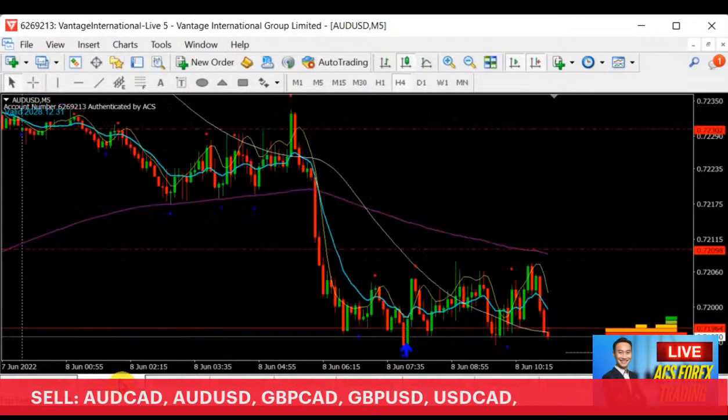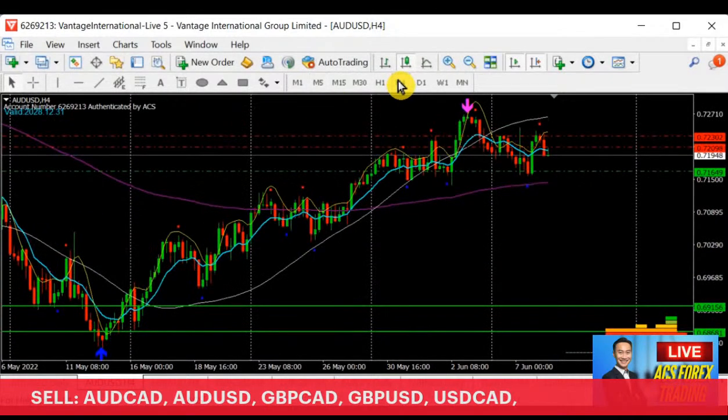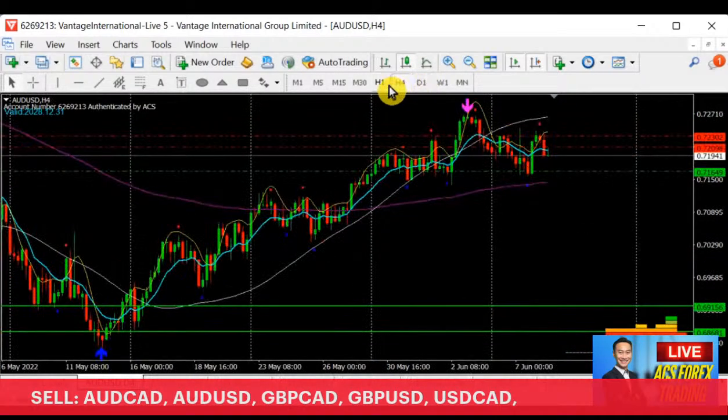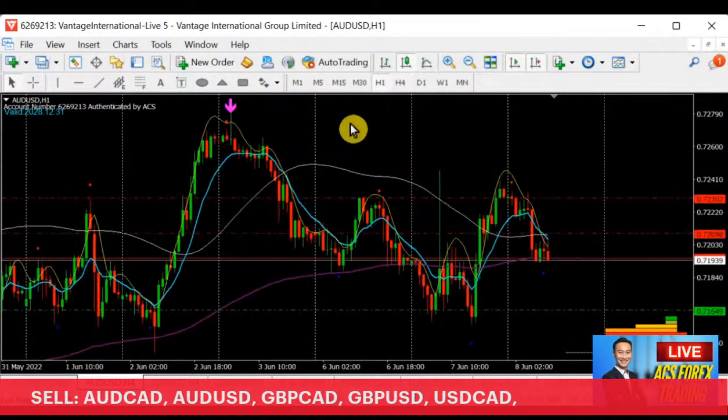So let me take a look at Aussie dollar. Okay, Aussie dollar over here. Aussie dollar, we are selling. Correct, we are selling. For the last 1 hour over here, it looks good now. Aussie dollar also looking good.